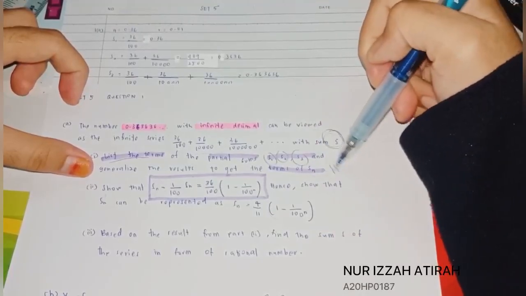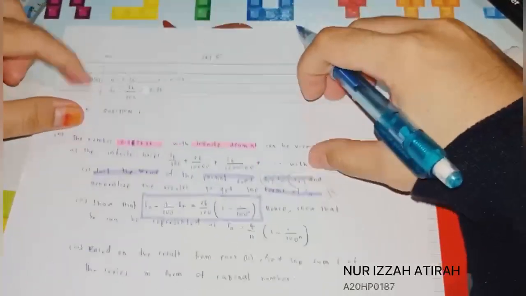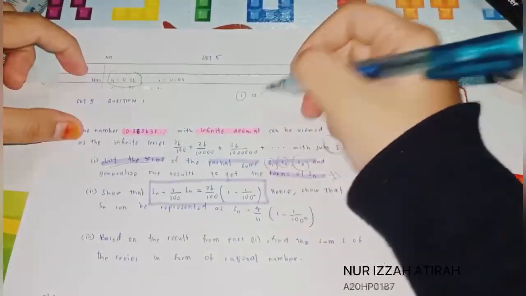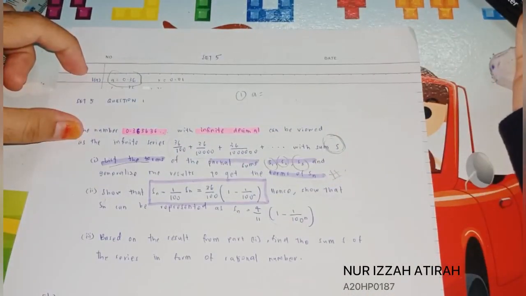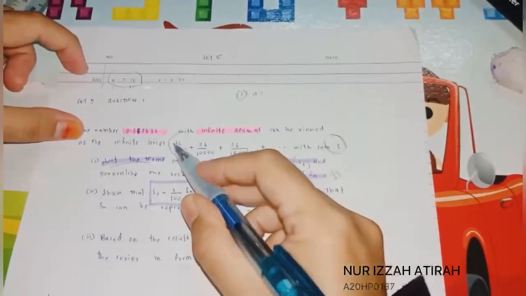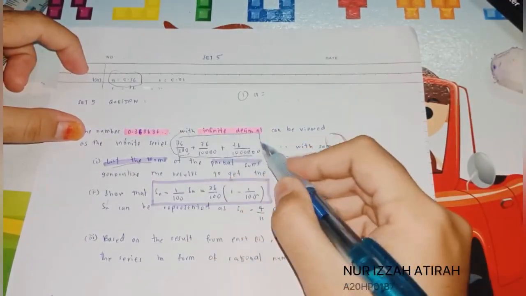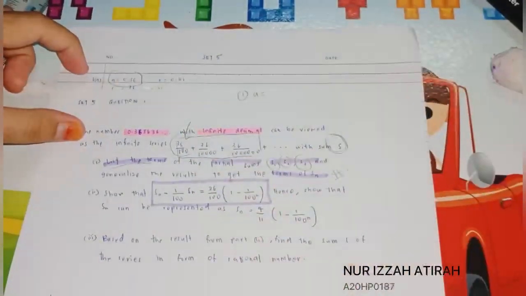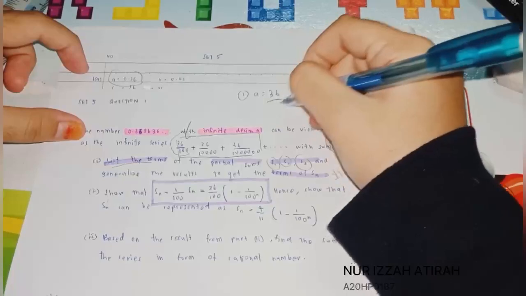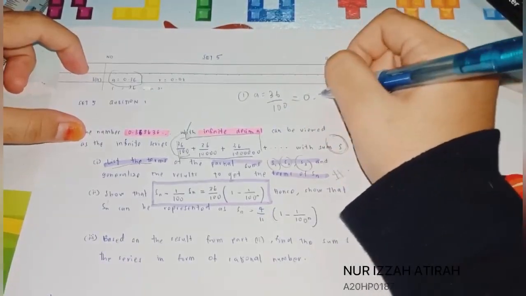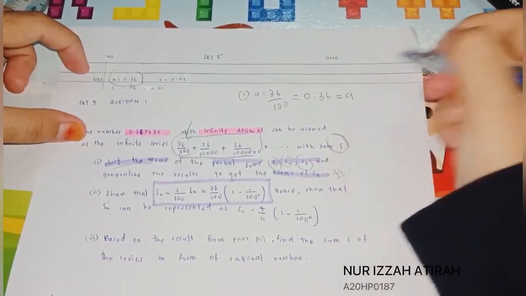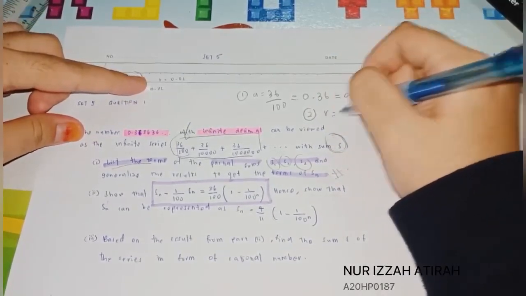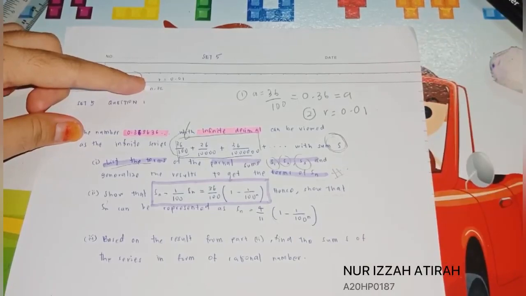Okay, now what should we do with this question? First of all, we need to find A. What is A actually? From this we can get the answer for A. So A, we take it from the first infinite series, 36 over 100, which is equal to 0.36. Okay, can you understand it? And then for the second one, we need to find R. So R is equal to 0.01. Now you know about that.